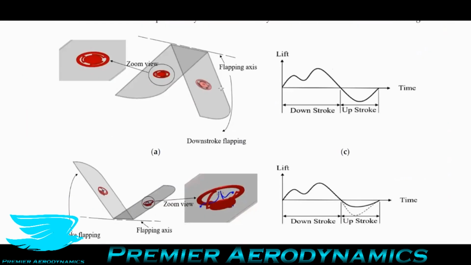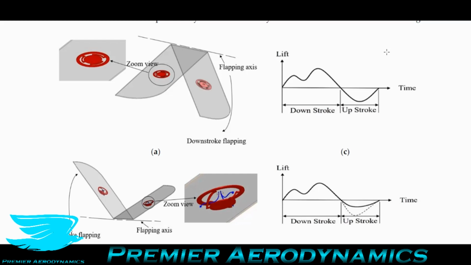Let's scroll down to a picture of what they have. So let's say you have this picture here, which is just two wings flapping. On each wing you have a valve, and this valve opens on the upstroke and closes on the downstroke.